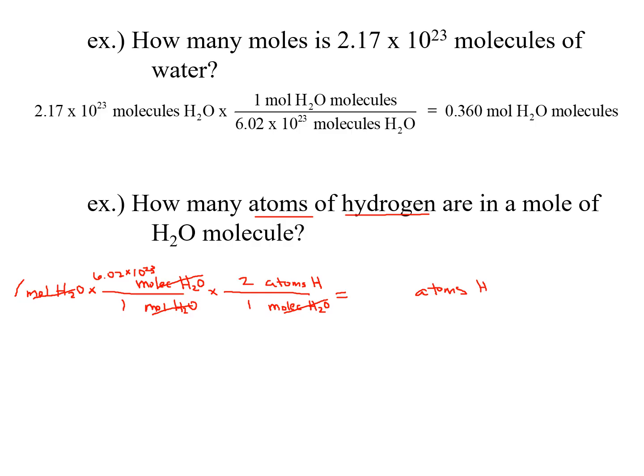Now, how do you do the math? I'll just go across the top. 1 times 6.02 times 10 to the 23rd times 2. So basically, we're just taking 6.02 times 10 to the 23rd times 2. By the way, here's where your answer is 1.204 times 10 to the 24. But whatever. So you can do this on your calculator and figure out what the answer is. I'm going to erase this, and then I'm going to replace it with something that's much neater.